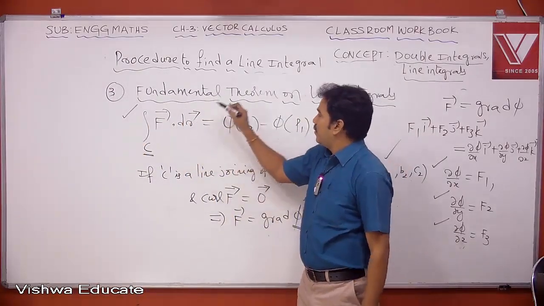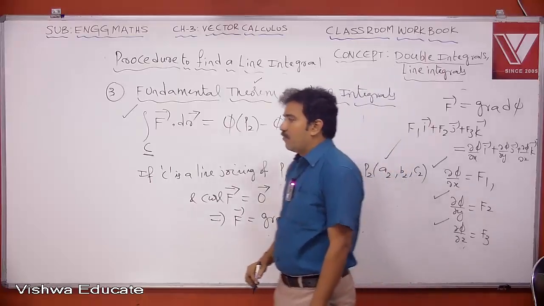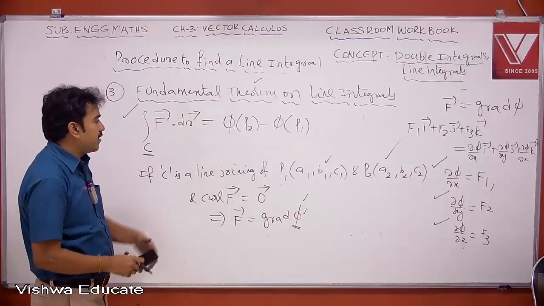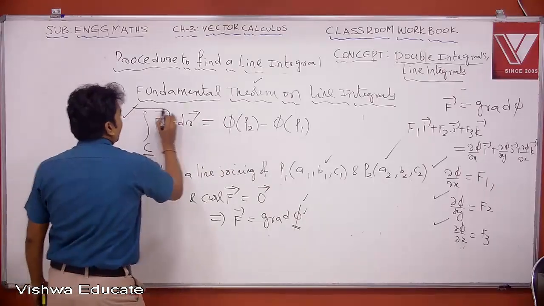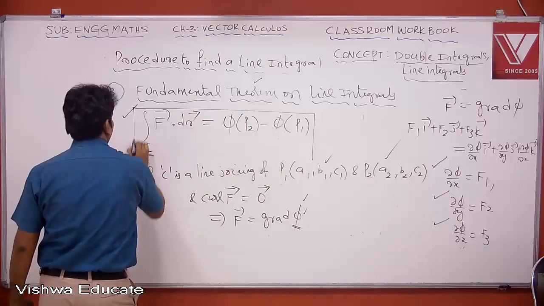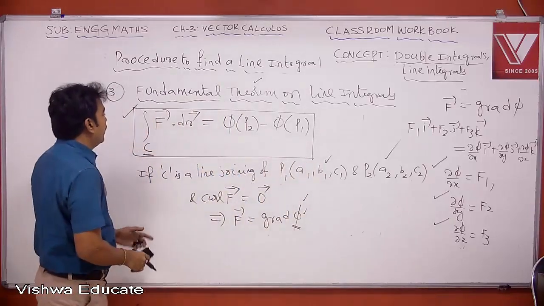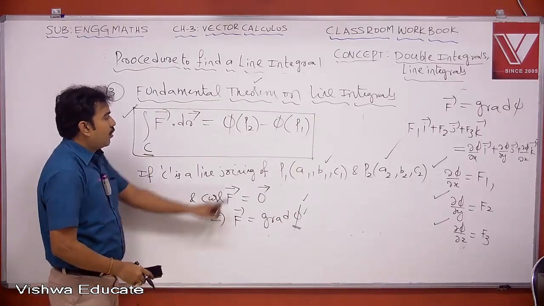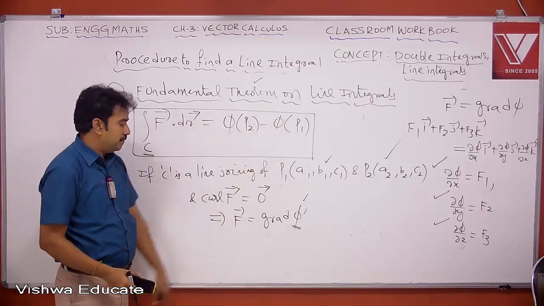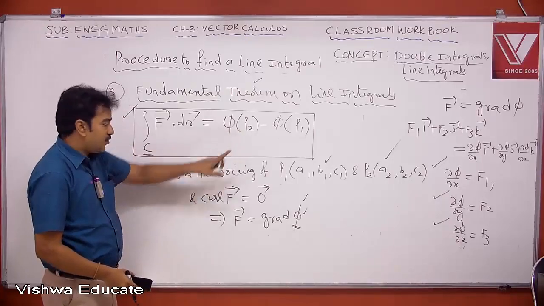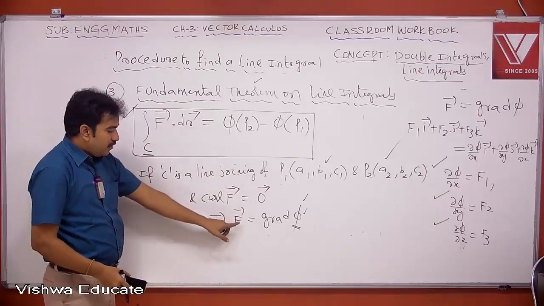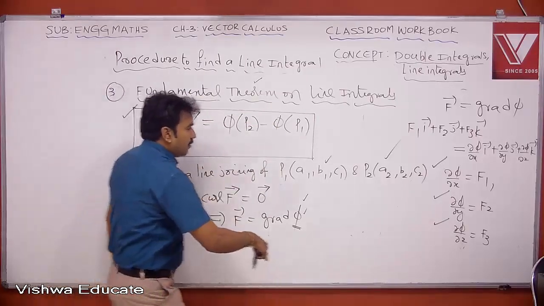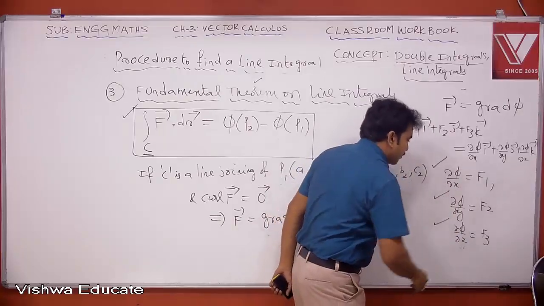Procedure 3, method 3, heading: fundamental theorem on line integrals. Directly you can write this statement: the integral of f bar dot dr bar over C equals pi of P2 minus pi of P1. Highlight this: if C is a line joining like this, followed by these steps. So continue all these points, followed by these three equations.